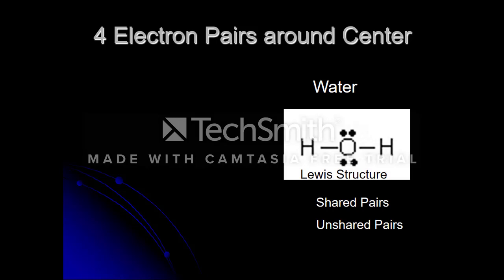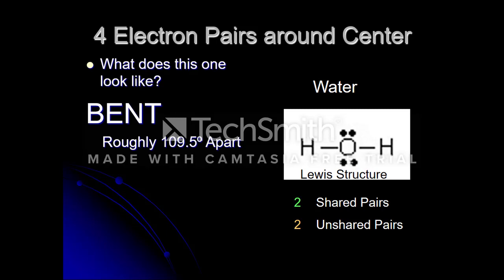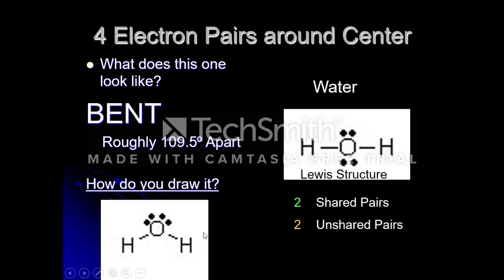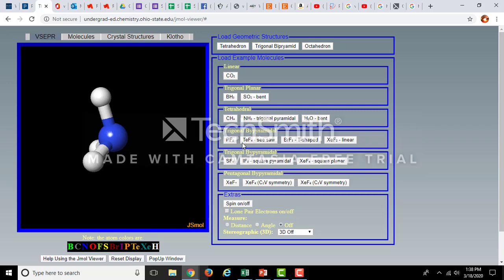All right, so you should have something that looks like this. Look at that central atom. You've got 2 shared pairs and 2 unshared pairs. And if you put those together, it looks like a bent shape. Now, this is not the exact same bent as the one that we saw earlier. The angle is a little bit smaller, 109.5 degrees compared to 120, but we don't differentiate between that in this class. So we just call it bent and go with it. All right. And if you look at that in JMOL, there's water, and you can see that it's bent.